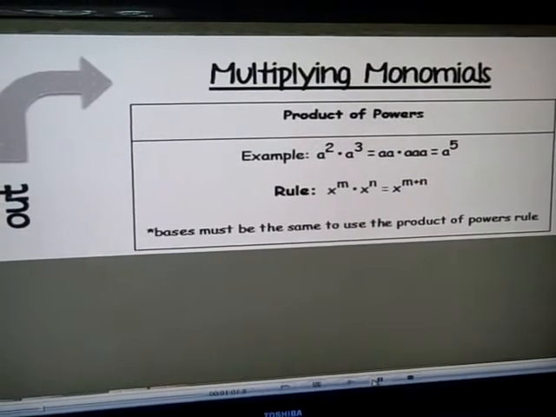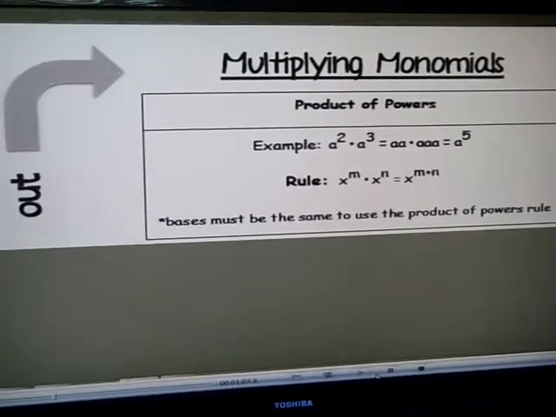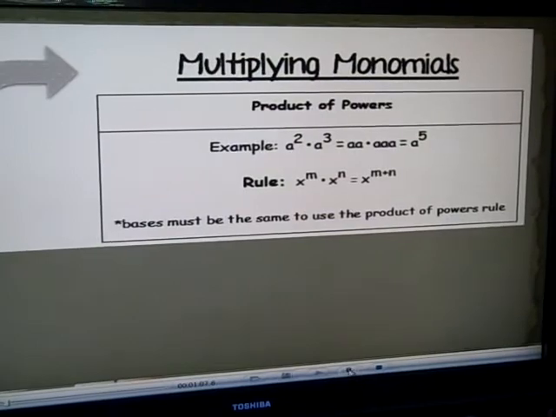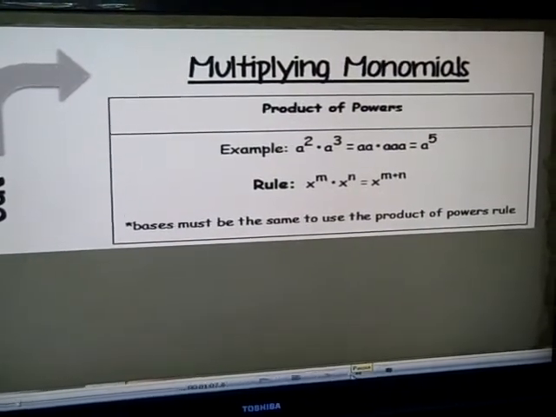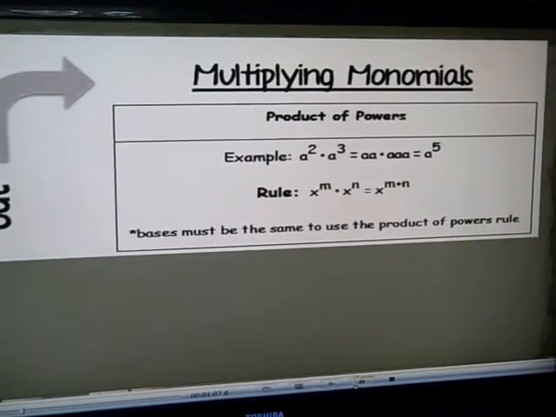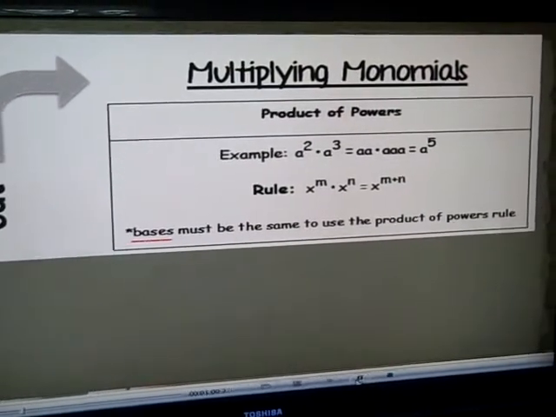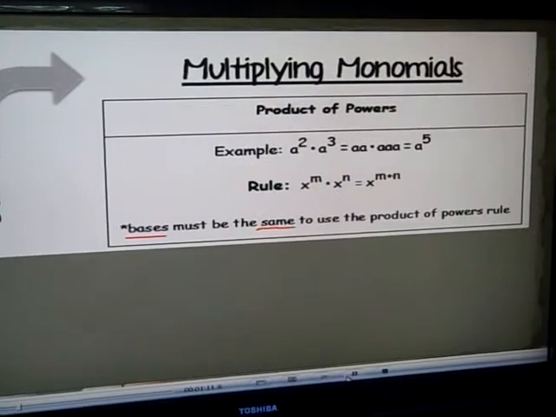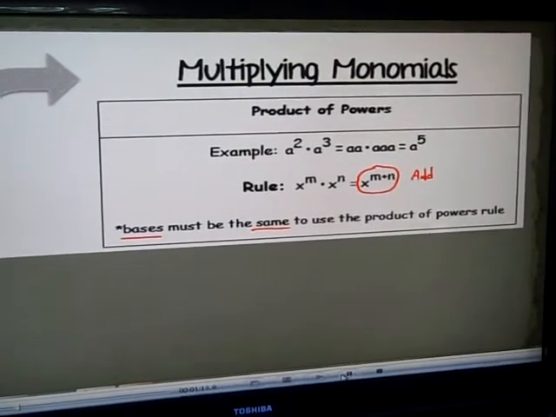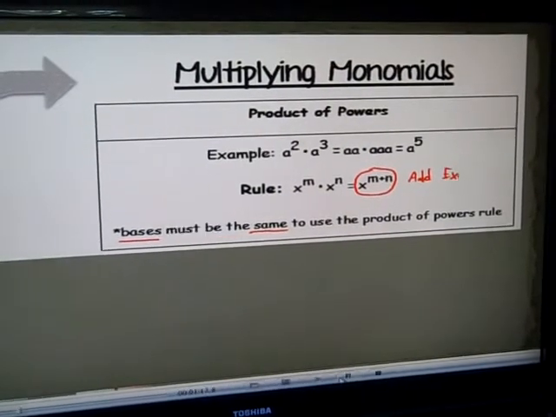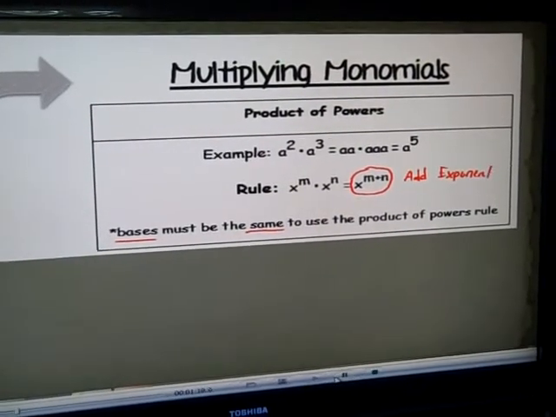For monomials, when they're multiplied, look at the bases. If they're the same, then you can just add the exponents. Take whatever power it is and just add them if the base is the same. So for example, x to the m times x to the n is equal to x to the m plus n. We added the exponents because the base was the same.